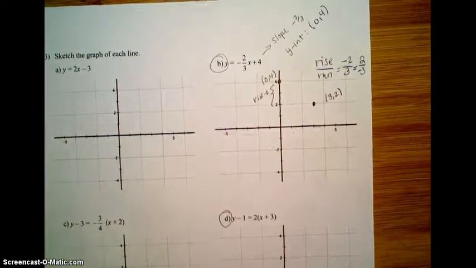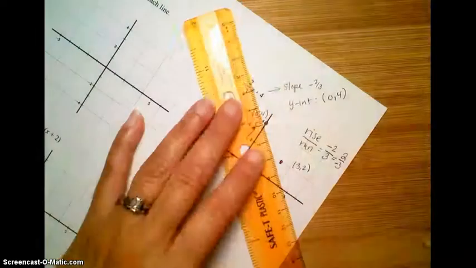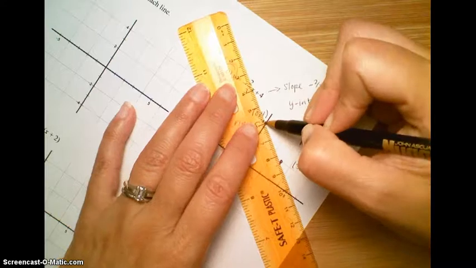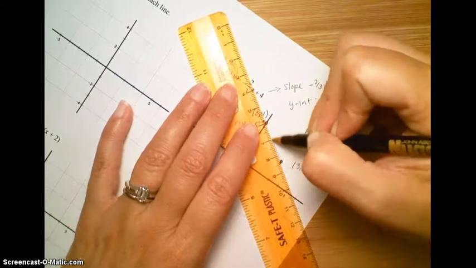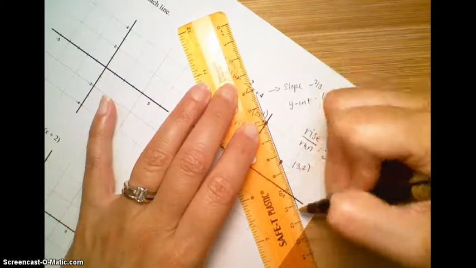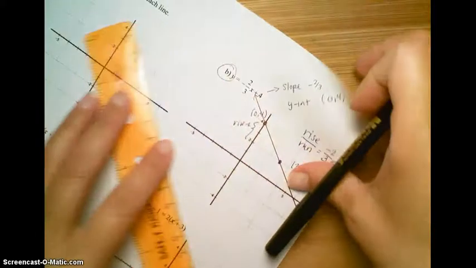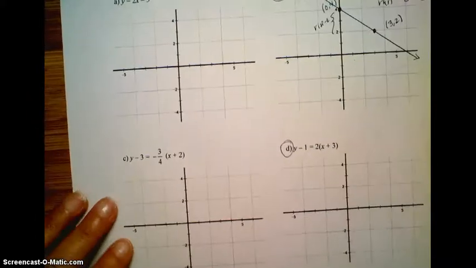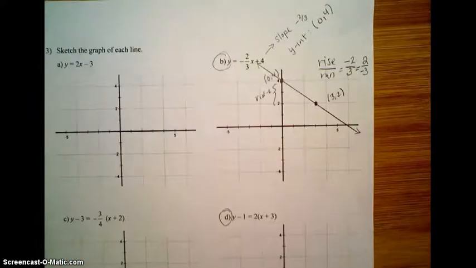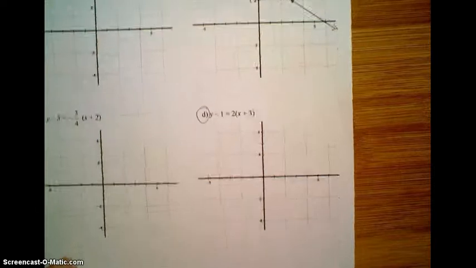2 points make a line, so I just go ahead and take my straight edge and always use a straight edge to draw a line. And I draw my line of y equals negative 2/3 x plus 4. All right, we're going to move on to example D.